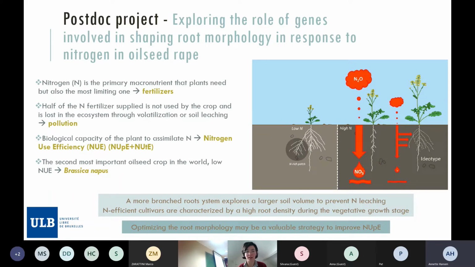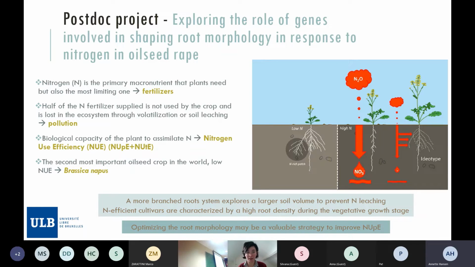So the problem is that nitrogen fertilization is polluting because a big percentage of the fertilizer provided to the crop is lost in the soil through leaching. So this goes to the water sources, polluting them and causing eutrophication. So we work on the biological capacity of the plant to assimilate nitrogen, so the nitrogen use efficiency, to obtain a crop which has higher nitrogen use efficiency. So it's more capable of grabbing all the available nitrogen from the soil, preventing the leaching.